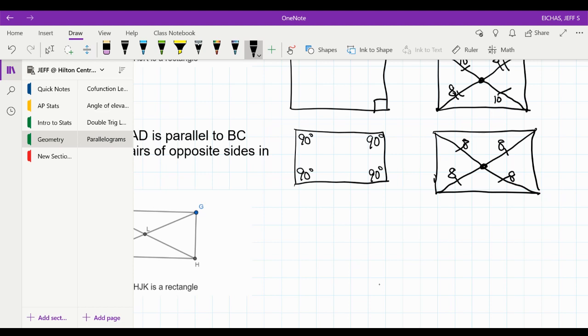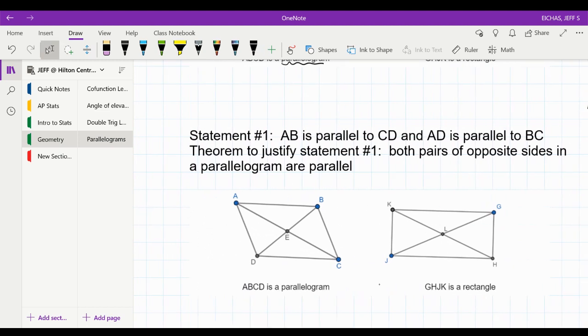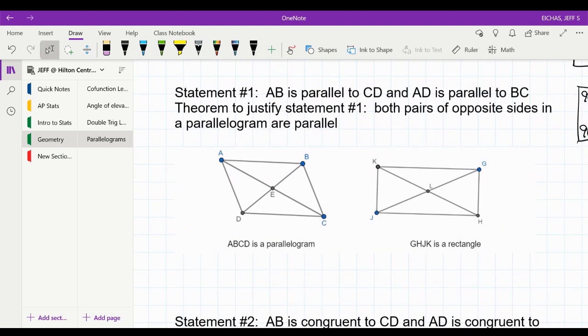All right, so now let's go through your notes. I made a few statements on the notes. What I'm doing is going back through the parallelogram, simply because that's essential to moving on to the rectangle. So let's start with this. If they tell you ABCD is a parallelogram, what we could say as a statement is AB is parallel to CD.